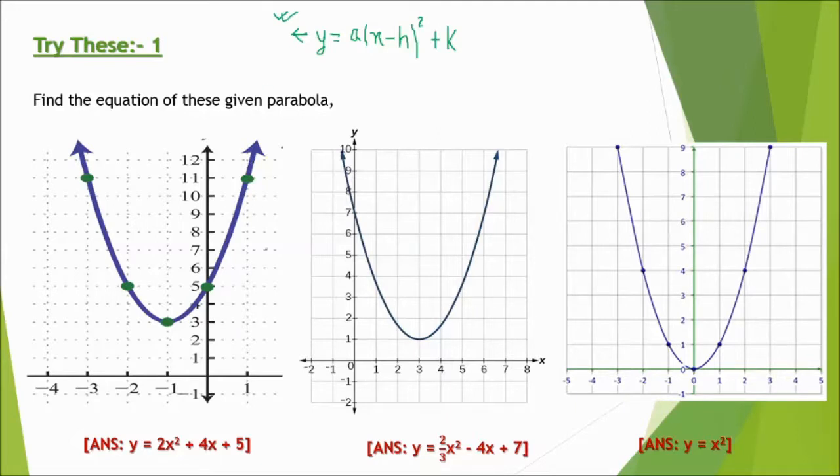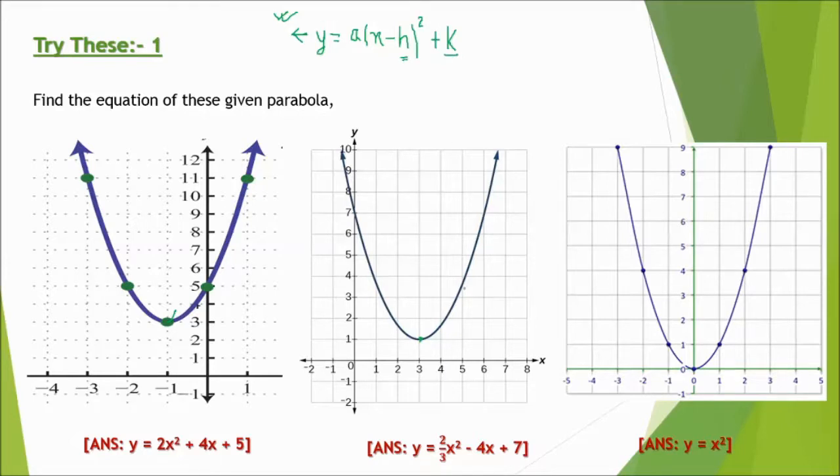Okay, in each and every case, we know the vertex. You can see this is the vertex here. This coordinate is (3, 1). (3, 1) is the vertex here, and here (0, 0) is the vertex. Now we can use the vertex as the value of h and k.